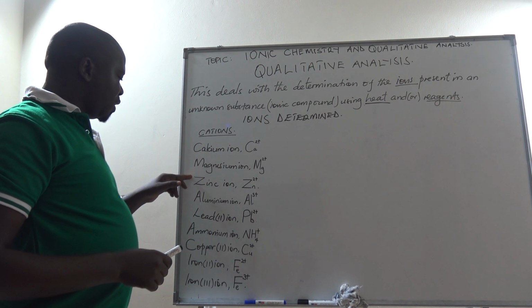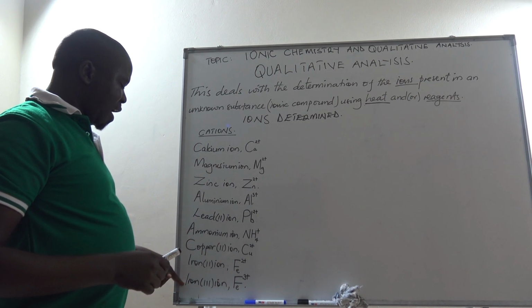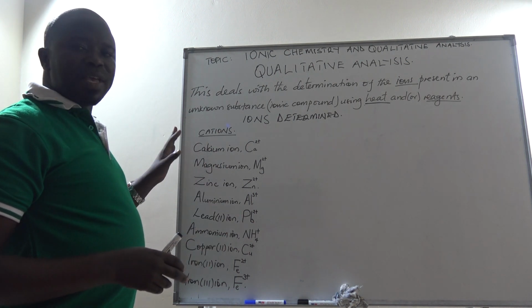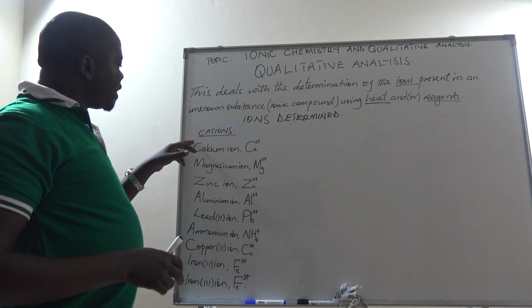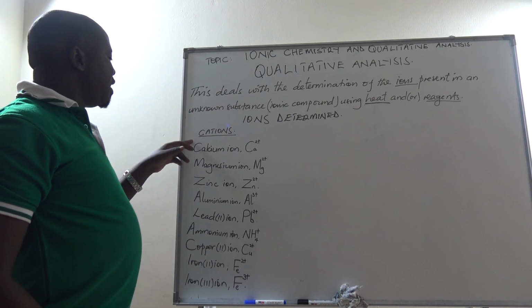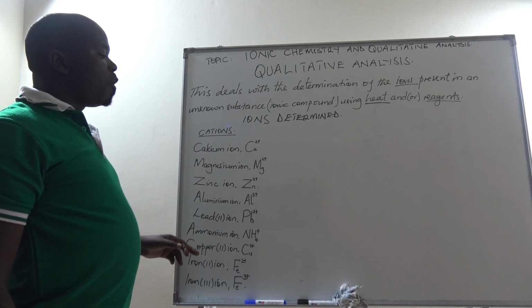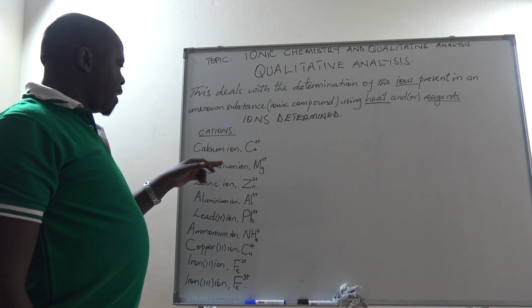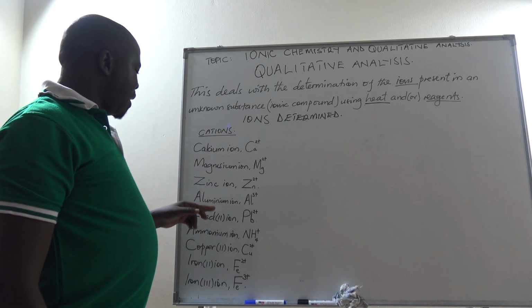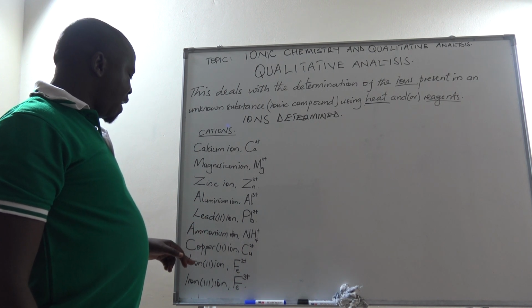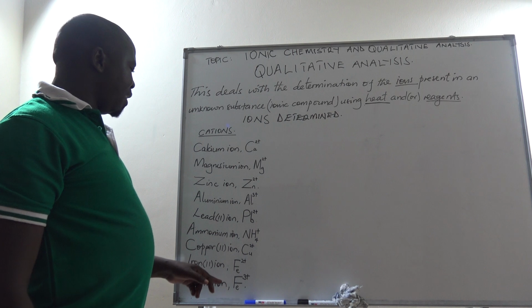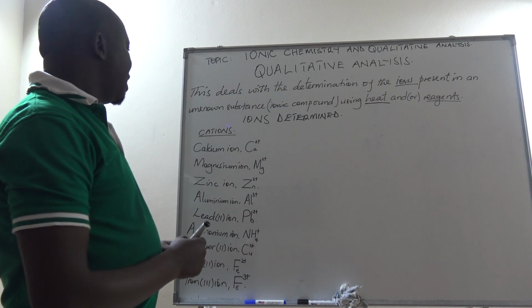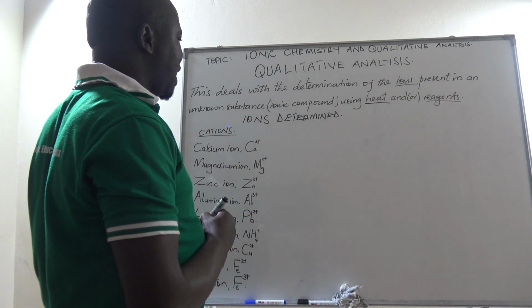That is 1, 2, 3, 4, 5, 6, 7, 8, 9. So for the sake of simplifying our work, let us be able to master all the 9 cations, if possible, even in this very order here, so that our work becomes very simple. Calcium ion, magnesium ion, zinc ion, aluminium ion, lead 2 ion, ammonium ion, copper 2 ion, iron 2 ion, and iron 3 ion. I said there is nothing like zinc 2 ion. It is zinc ion. So these are the cations that we shall be dealing with at this level.